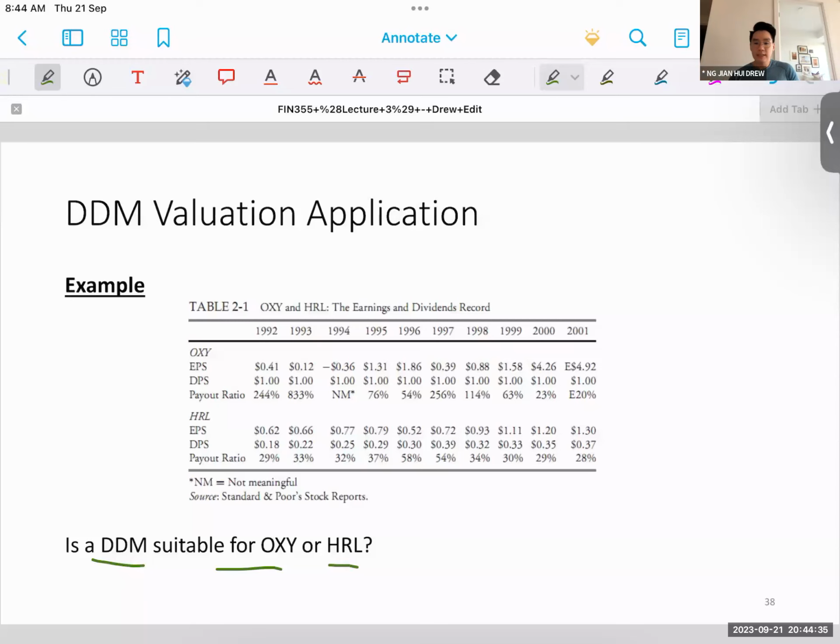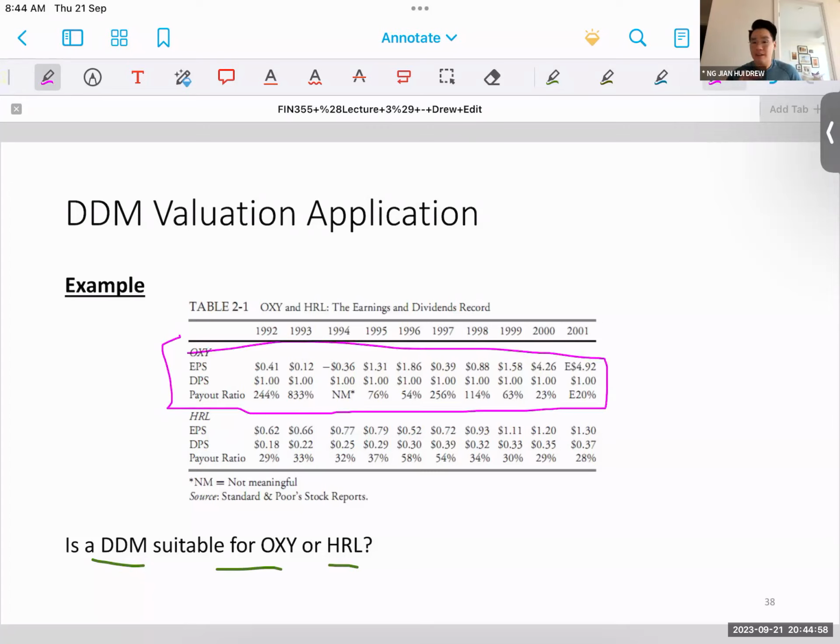Thanks for the question. So in this example here, if you had some time as we were discussing the other stuff, just some time to look at, first of all, the EPS and the DPS, earnings per share and dividends per share. Let's look at this one first, right? Let's look at OXY.